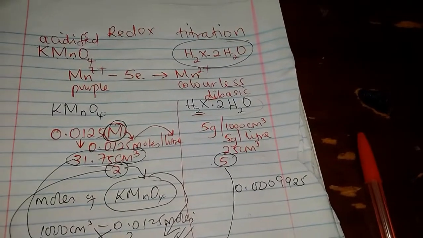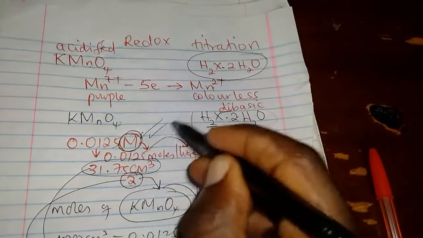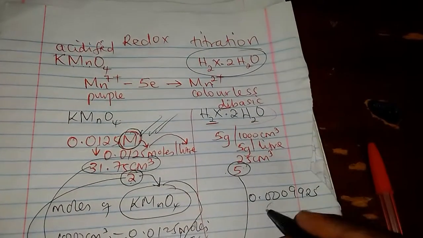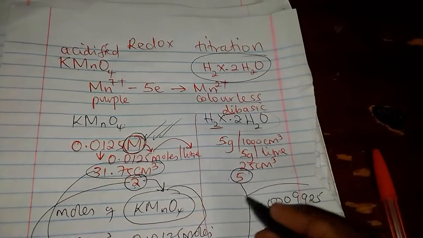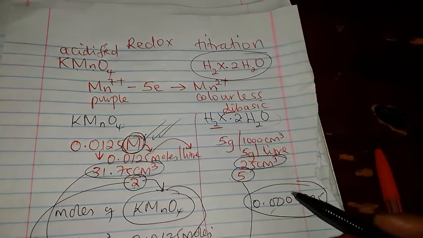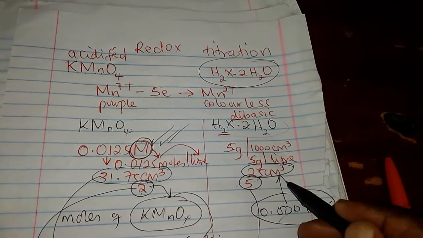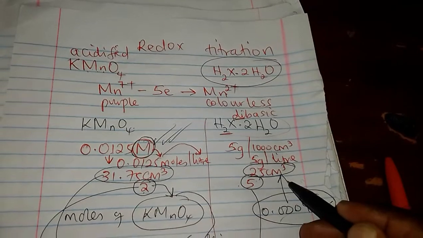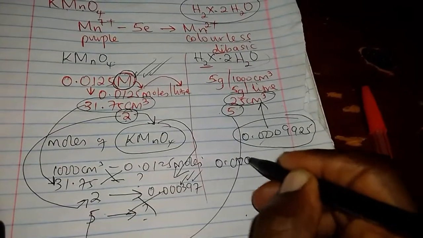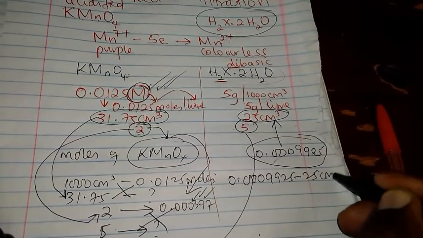Okay, we can come back here and now get the molarity of this acid, because the molarity of the oxidizing agent is given. These moles are the ones that reacted, and this is the volume that was used. So the moles that reacted must be in the volume that was used. But we are getting the molarity, which means how many moles can be found in 1000. So we shall say 0.00099925 are the moles found in the volume that was used, which is 25.